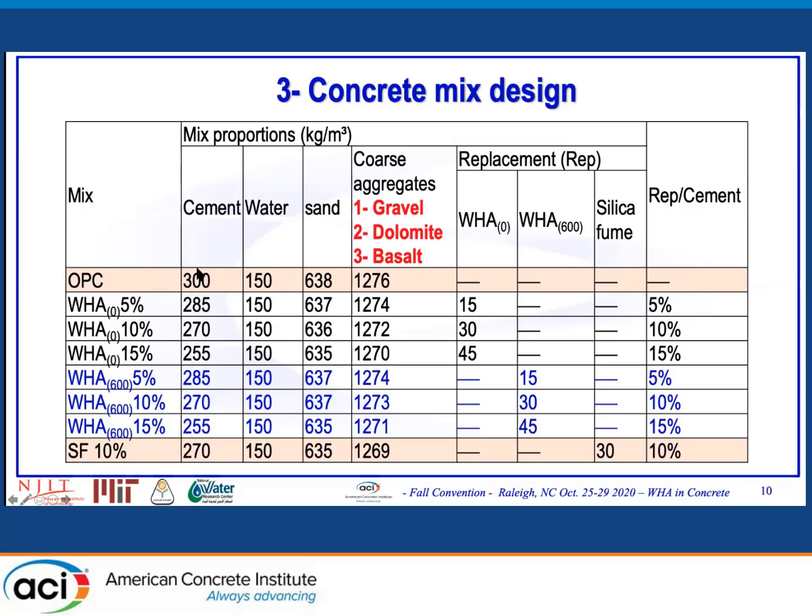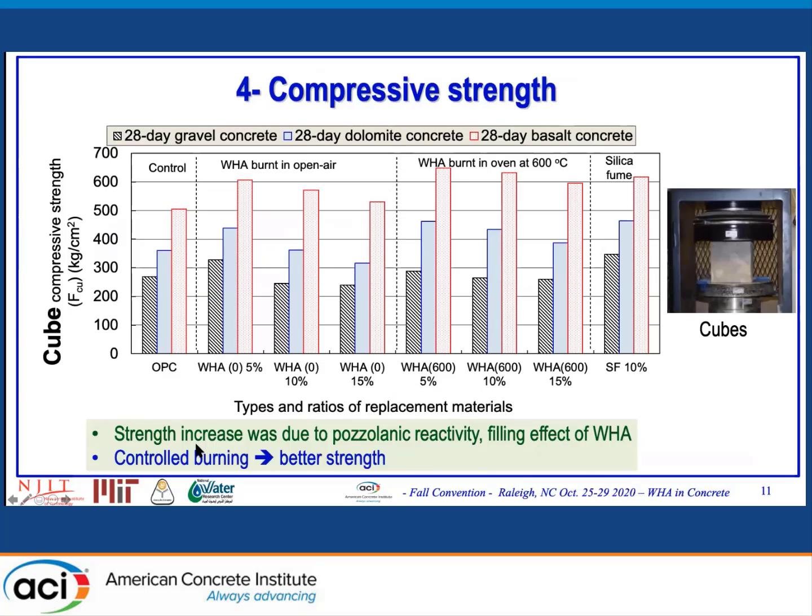So we used a cement content of 300 kg per cubic meter, and we replaced this cement by these percentages: 5, 10, and 15, and 10% in silica fume. So actually, the compressive strength of these mixtures, we ran it in both cylinders and cubes, but today I'm going to just present the cubes results, 10 by 10 centimeters.